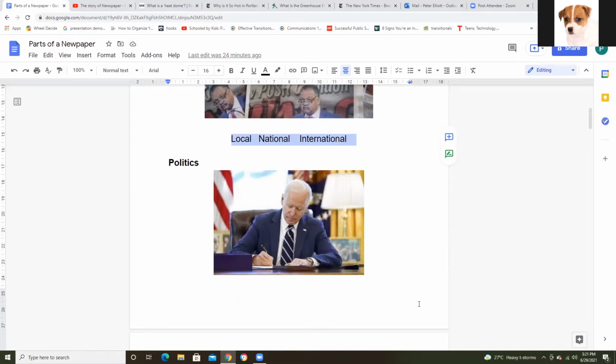A story might be about the election. That would be a really big politics story. A politics story is mainly about what's going on in politics.